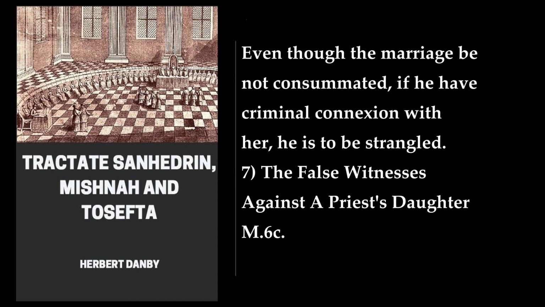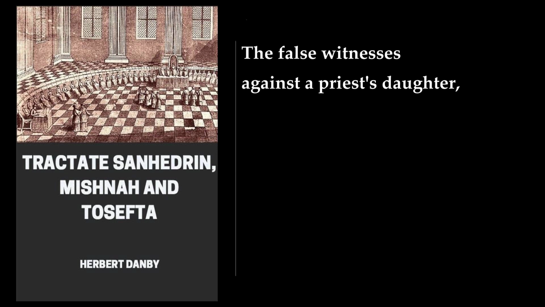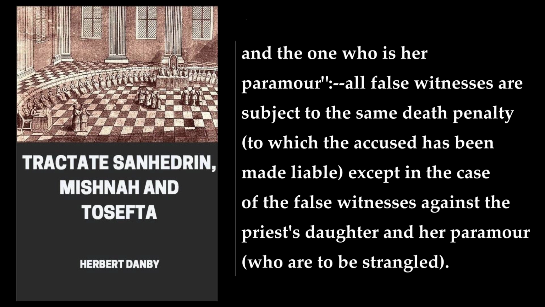7. The false witnesses against a priest's daughter. M.6c. The false witnesses against a priest's daughter and the one who is her paramour, all false witnesses are subject to the same death penalty to which the accused has been made liable, except in the case of the false witnesses against the priest's daughter and her paramour, who are to be strangled.